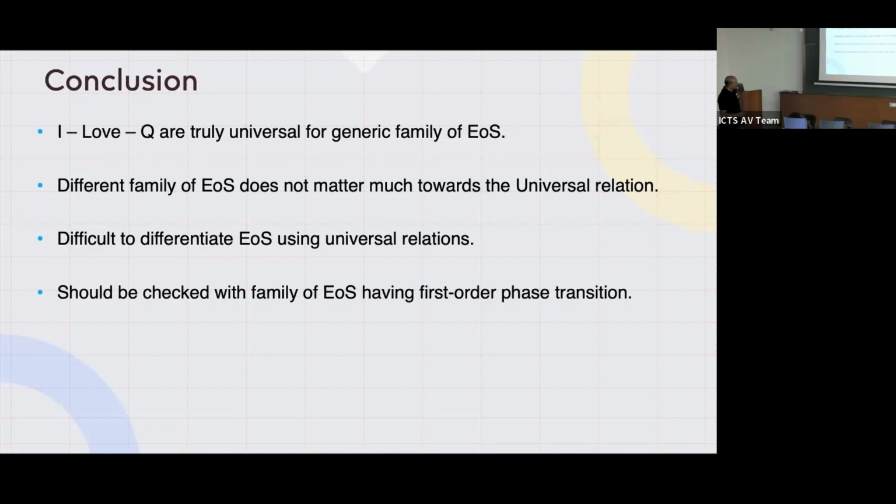However, the important thing is that we are checking a family of almost 1 million equations of state which have a first order phase transition. Till now we have checked smooth equations of state, that means equations of state which don't have a very strong first order phase transition. They can have a crossover or a smooth transition, but presently we are checking this with equations of state with a first order phase transition.